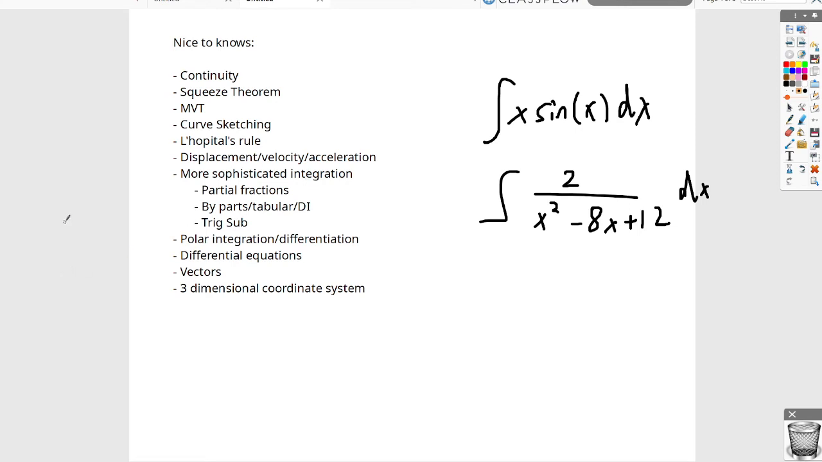Polar integration, differentiation. Polar is good, but we're going to be using a totally different rule, and it's called Jacobians. We will still be messing with polar stuff, right? But it will be a little bit more, a little weirder, let's say.